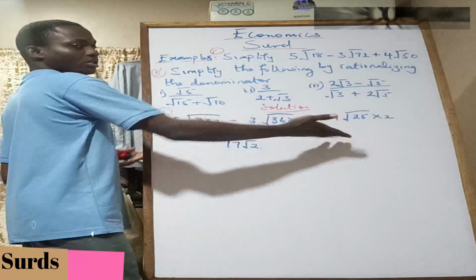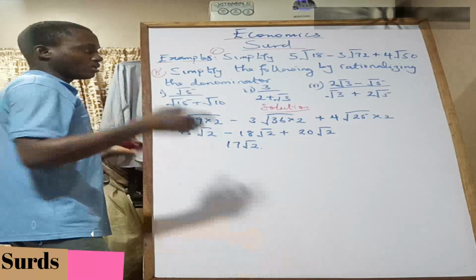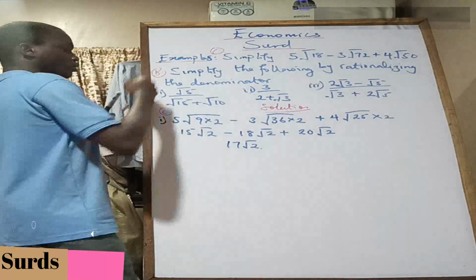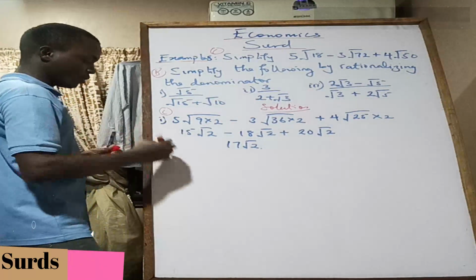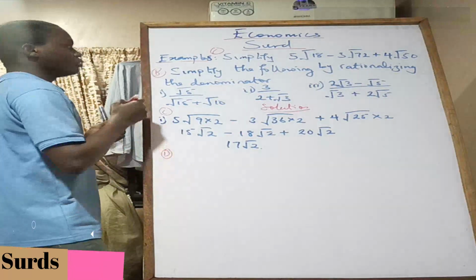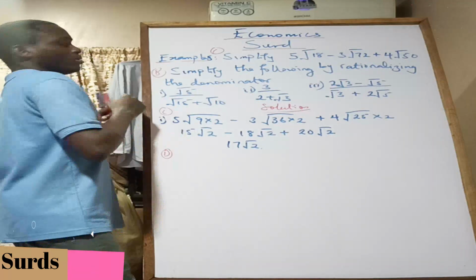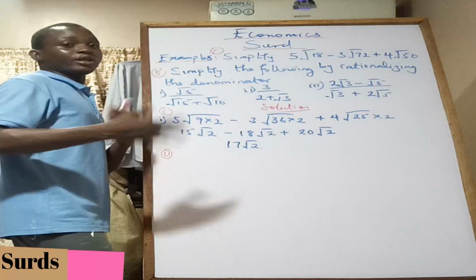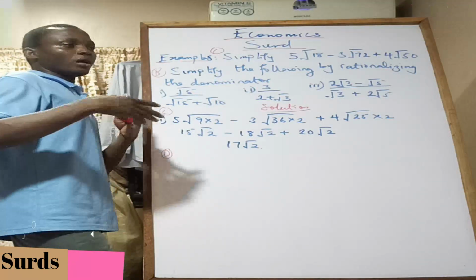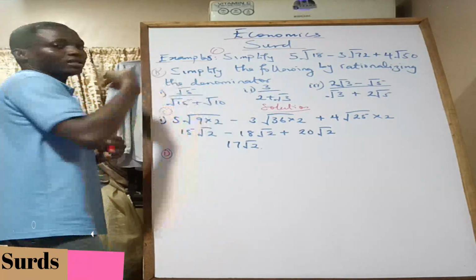But since we can also bring this guy down to 2, we have this final answer. That's it. Now for the second part, which is the final part that I want to do, it says that you should simplify the following by rationalizing the denominator. So rationalize, like you want to give it a rational number. We don't want to leave it in this form.